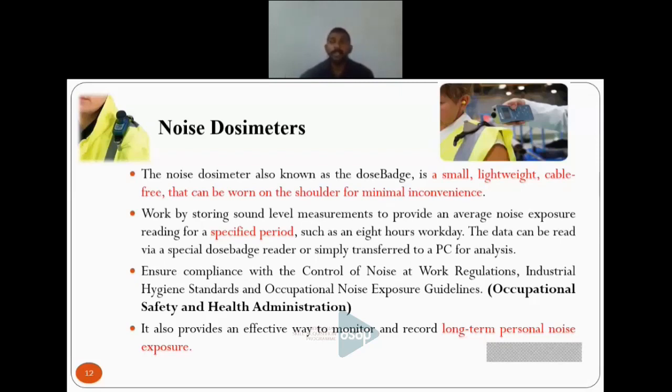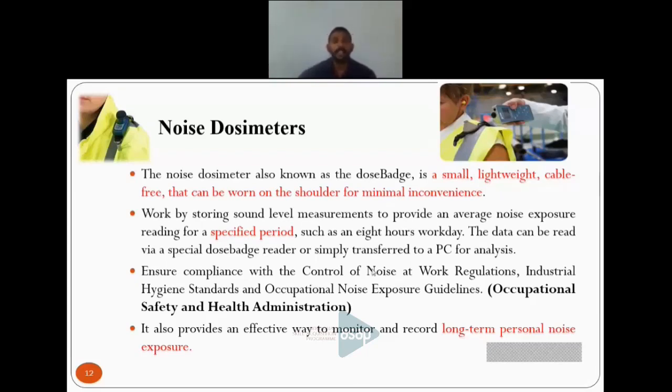If a person is going for work, the noise dosimeter is worn on the shoulder for the 8-hour exposure, and the person continues his work. After completion of work, the data can be collected. Here you can see the DOS badge reader, which can be used to collect and analyze the data. Another way is connecting it directly to the PC, where the data can be transferred, further processed, and we can study at what frequency it happened.